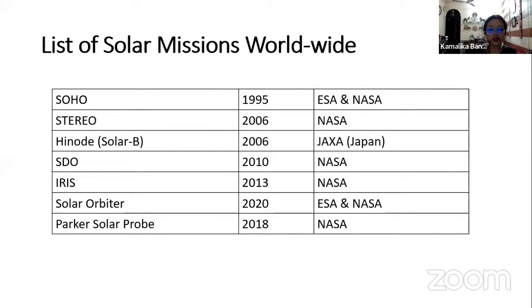Some of the solar missions that have happened worldwide: ESA is the European Space Agency, JAXA. Okay, so these are some of the solar missions from around the world and in different timelines.